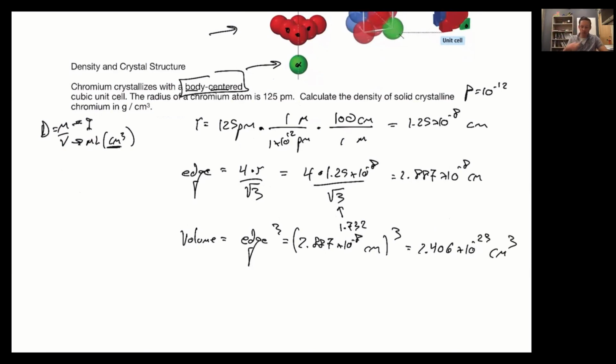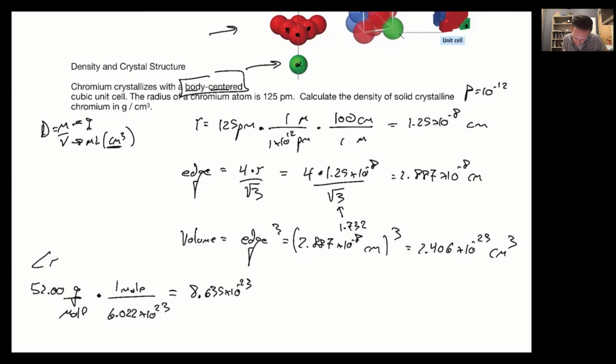So now I got the volume of the unit cell, but now I need to know the mass. We know that chromium, if you look it up on the periodic table, is 52 grams per mole, but that's for a whole mole. In unit cells, we're talking about individual atoms, either 1, 2, or 4, depending on how it crystallizes. So get out of moles into Avogadro's number. This tells you how many grams 1 chromium is. So 52 divided by Avogadro's number, 8.635 times 10 to the minus 23rd grams.